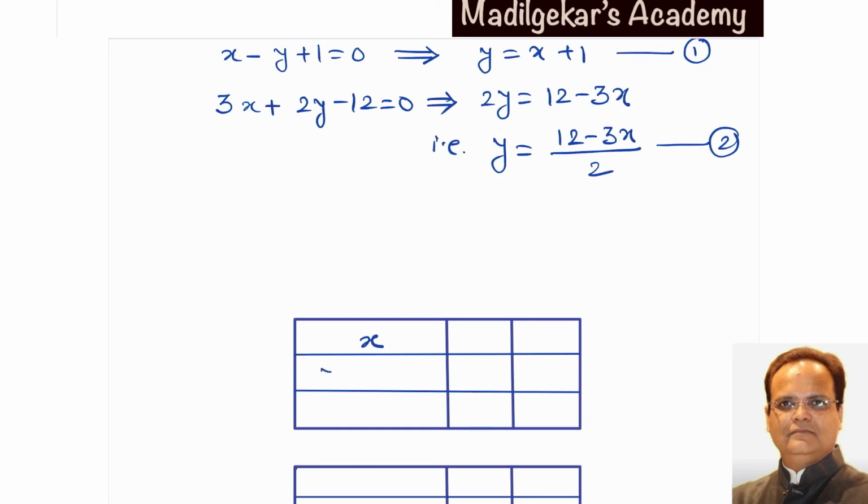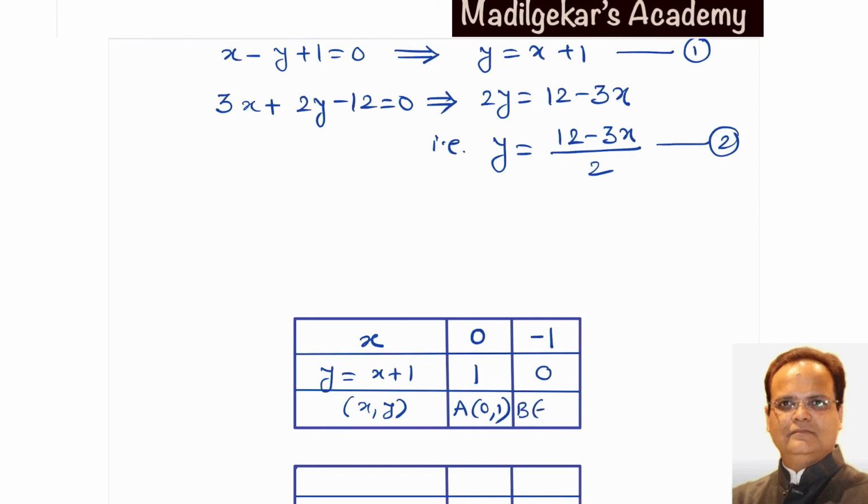For the first line, y is x plus 1, with columns x and y. If we substitute x equals say 0, the corresponding y value is 1. So we get the point A (0, 1). Now substitute x equals minus 1, the corresponding y value is 0. So the second point is (minus 1, 0).